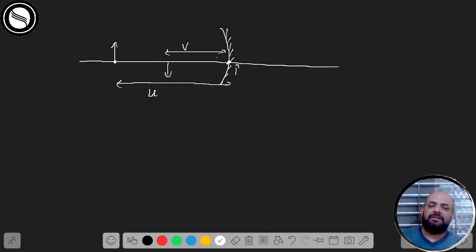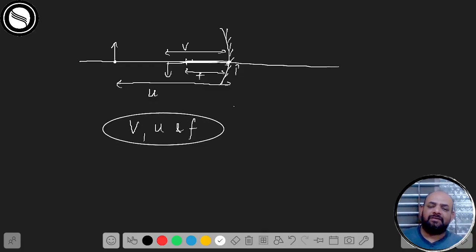U means object distance, the distance of the object from the pole. And v is the distance of the image from the pole. This distance we are measuring along the principal axis. And there we also have the focus. So that will be the focal length. So three quantities we have, v, u and f. There is a relation between these three. That is called the mirror formula. The mirror formula is the relation between object distance, image distance and focal length.